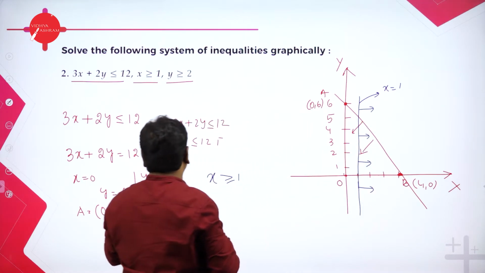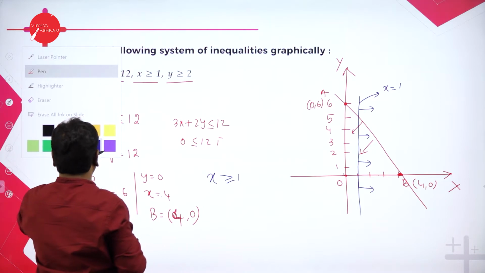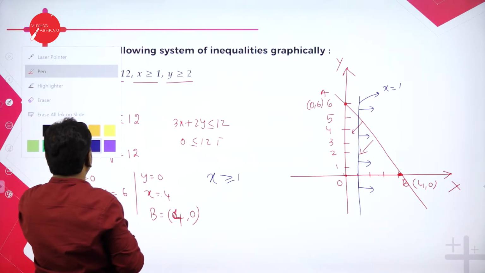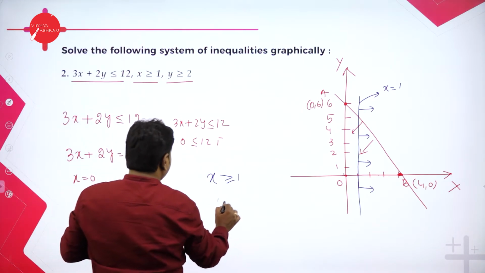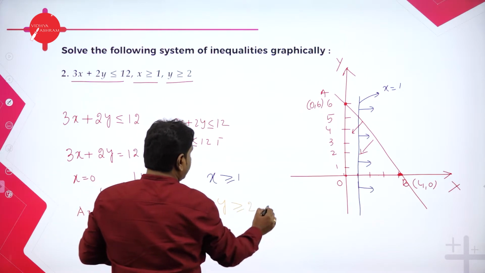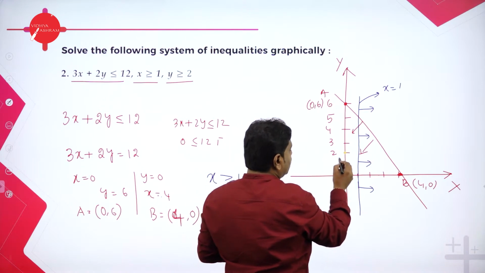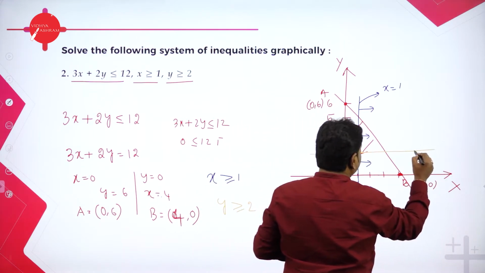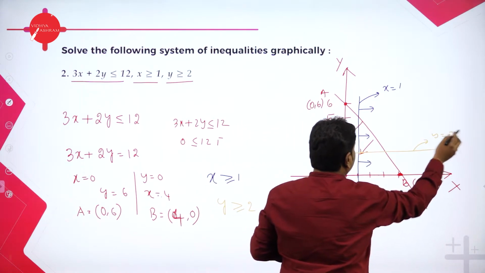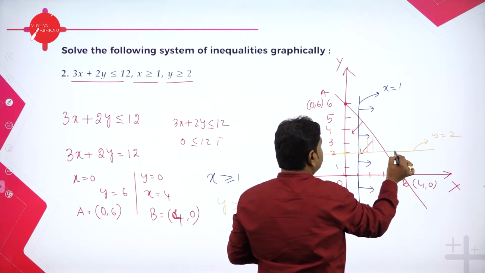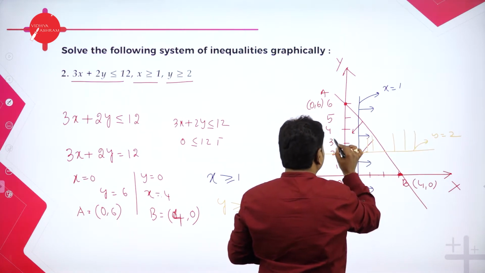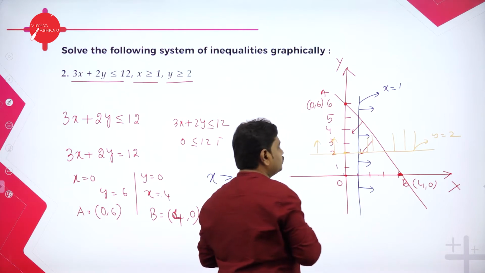Now one more line we have. The third line is y greater than or equal to 2. It means on the y axis at 2, draw a line parallel to the x axis. This is y = 2. y greater than 2 means I should shade above. The shading goes above.